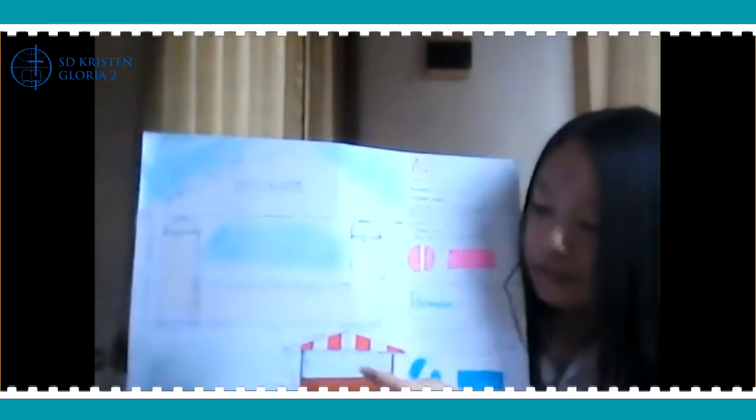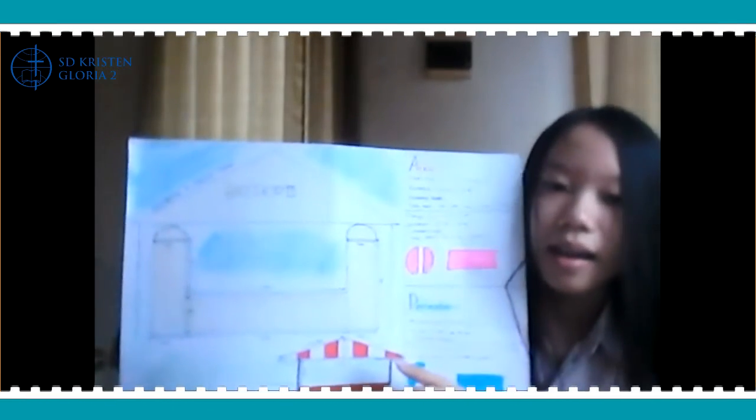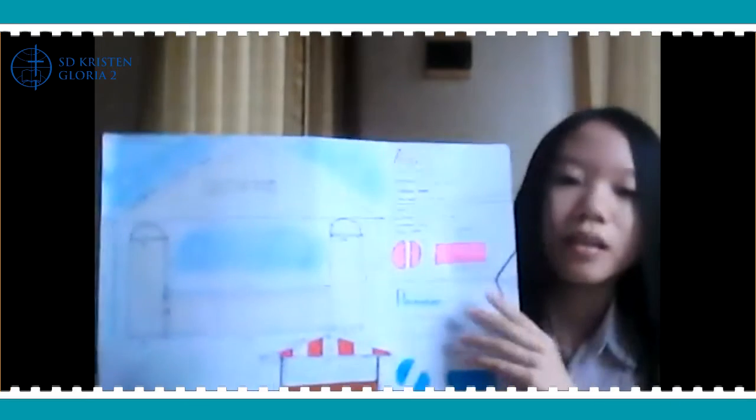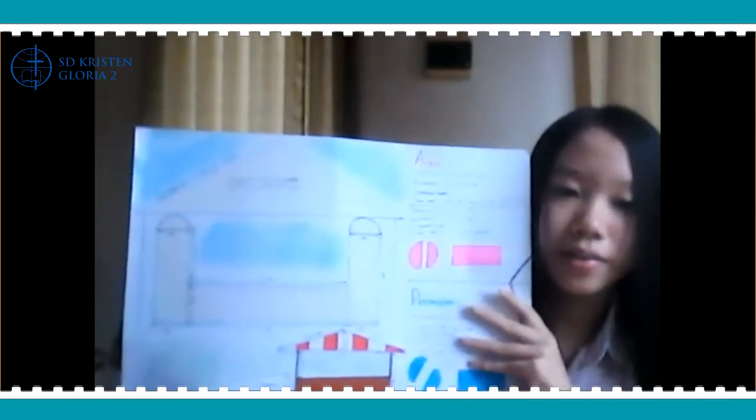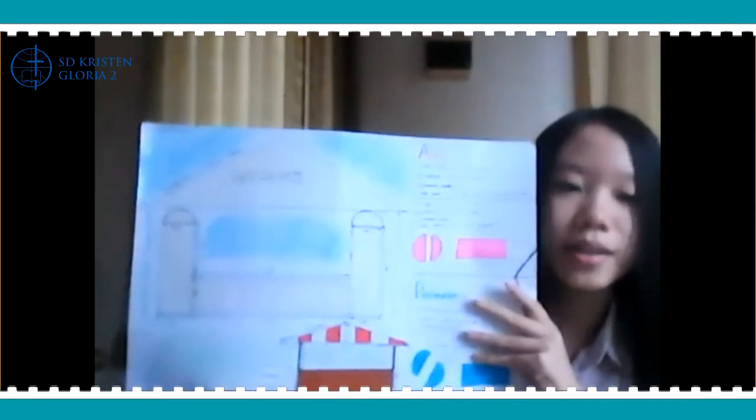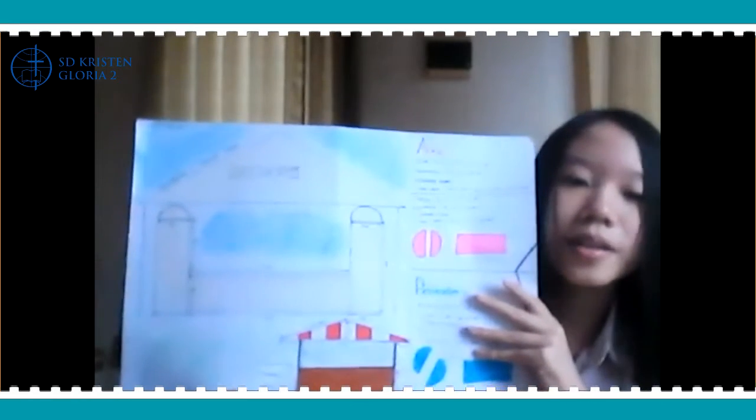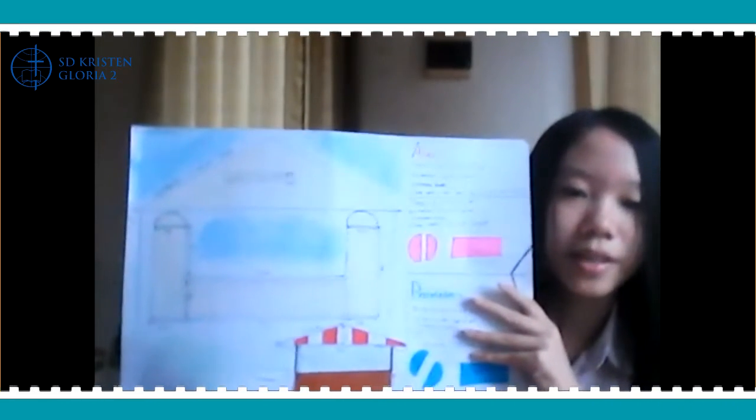The second booth is a souvenir booth. It is constructed from a rectangle and a triangle. The area of the souvenir booth is 45 meters square. The perimeter is 44.24 meters.